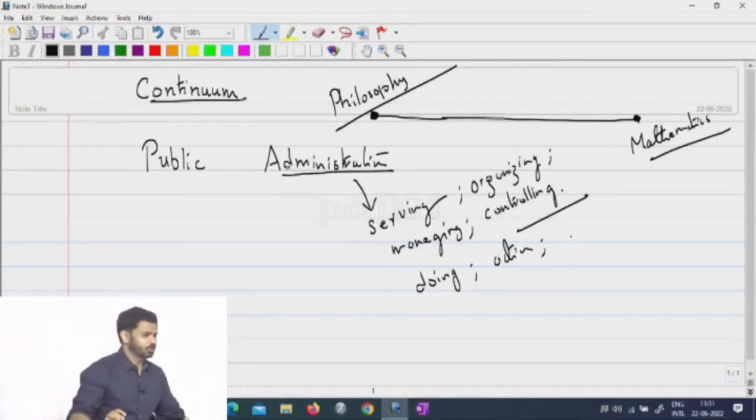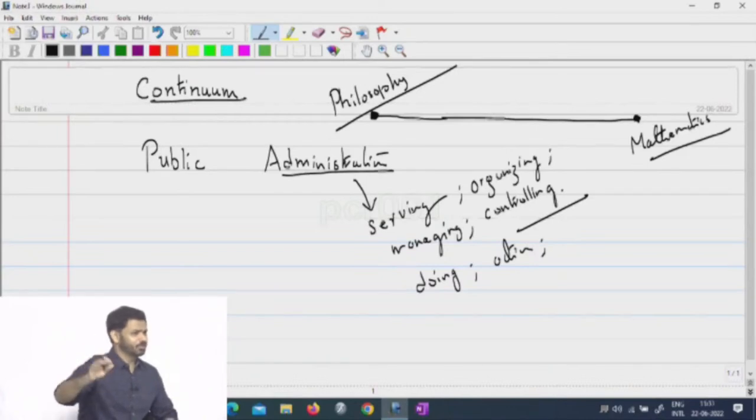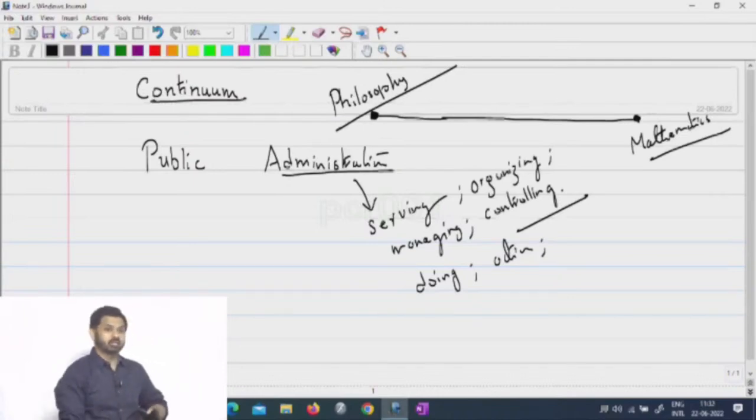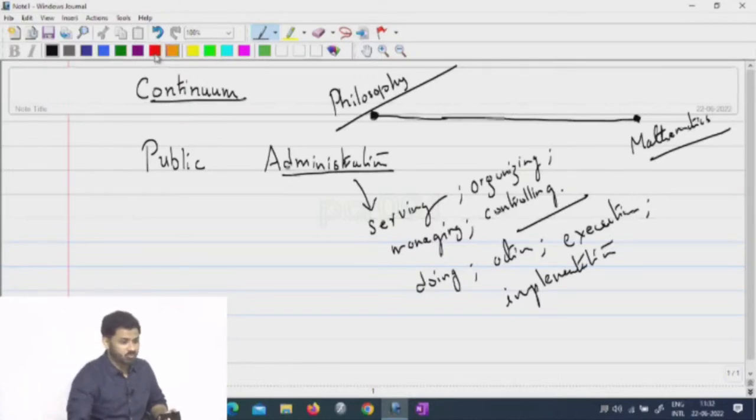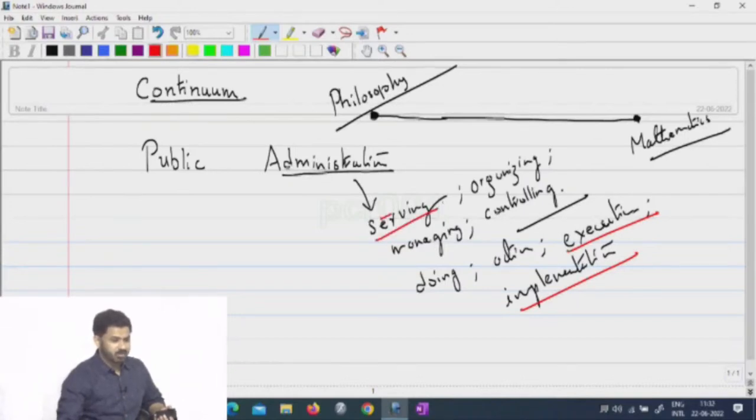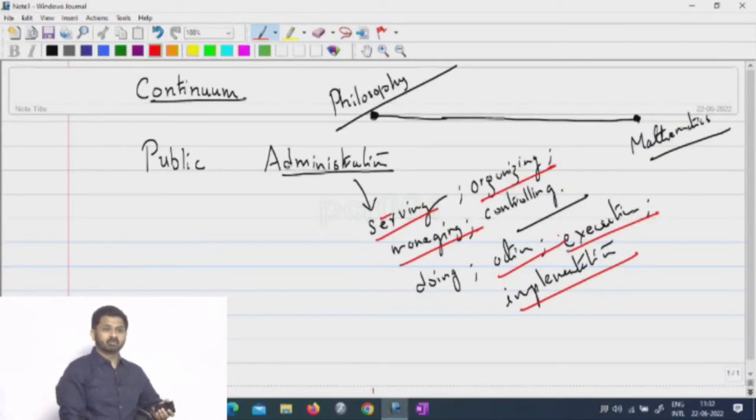It's not about law and order. It may be about law and order, it does law and order, no? But what is the primary thing that is happening? It is doing something. It is an action-oriented thing, right? So there is action, there is execution, implementation. Now you have to remember some of these terms. Which terms are important? Execution, implementation, serving, organizing, managing, action orientation. That's what administration is. It does everything.